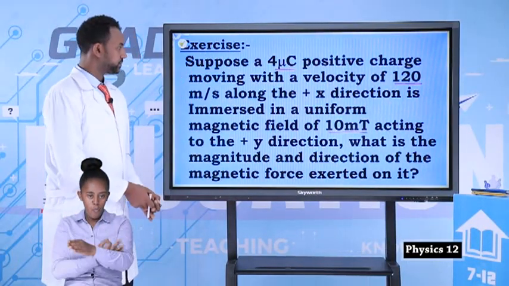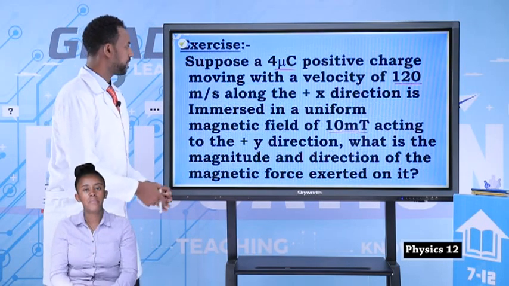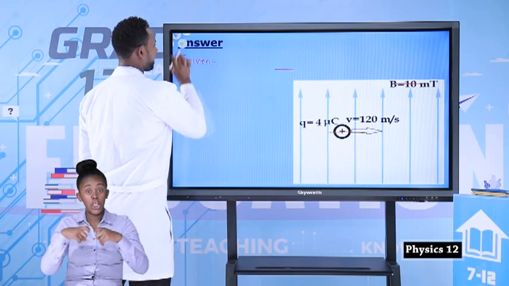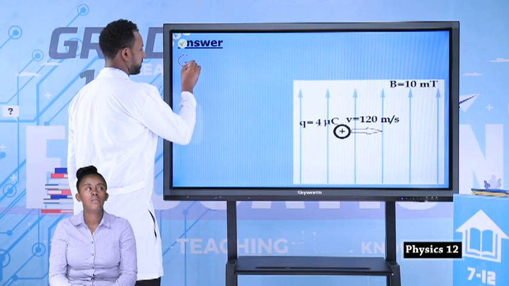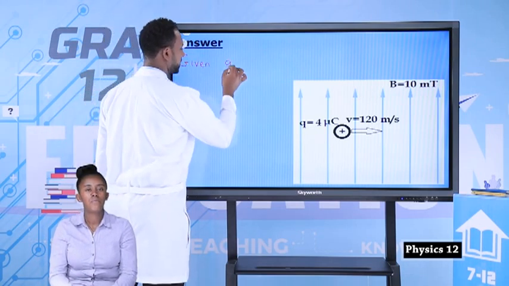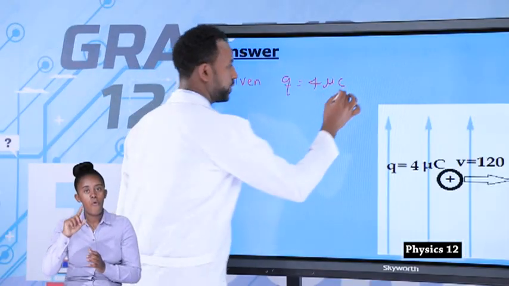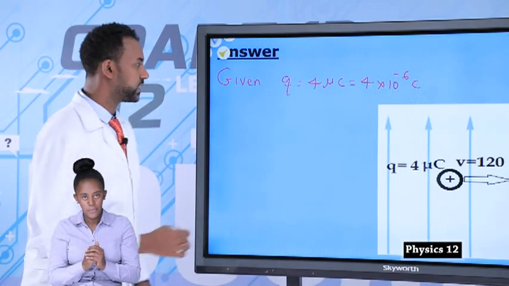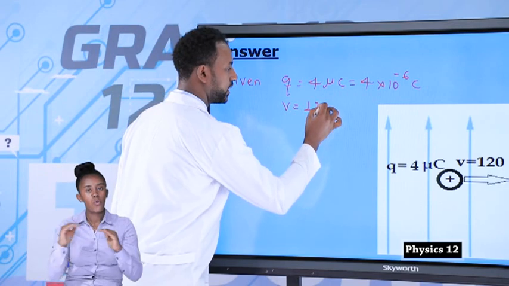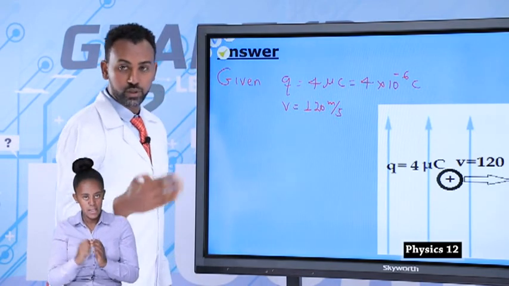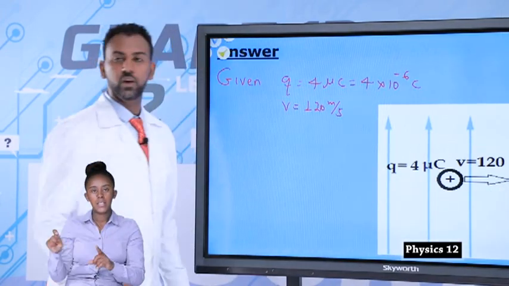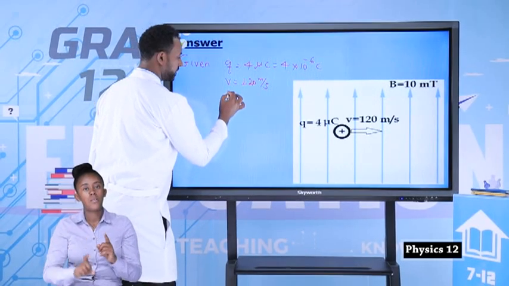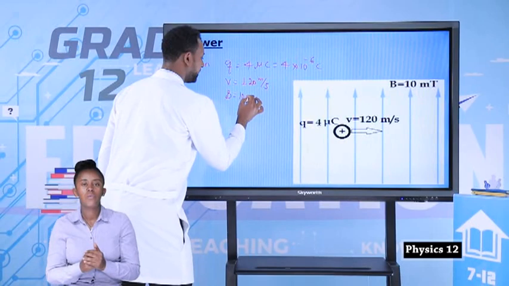The magnetic force. So what are the given quantities? The charge is given to be 4 microcoulomb, and 4 micro means 4 times 10 to the power of minus 6 coulomb. The velocity of the charged particle is given to be v equals 120 meters per second in the direction of the positive x-axis. It's moving along the positive x-axis. What is the direction of the magnetic field? The magnetic field is acting upward, in the direction of the positive y-axis. So the magnetic field B is given already here, 10 millitesla.